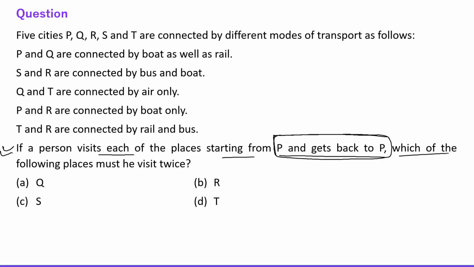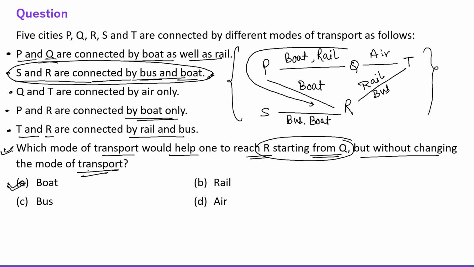The question is, which of the following places must he visit twice? If a person starts from P and comes back to P, which of the places is he visiting twice? Now just use the same diagram. He is starting from P and coming back to P.